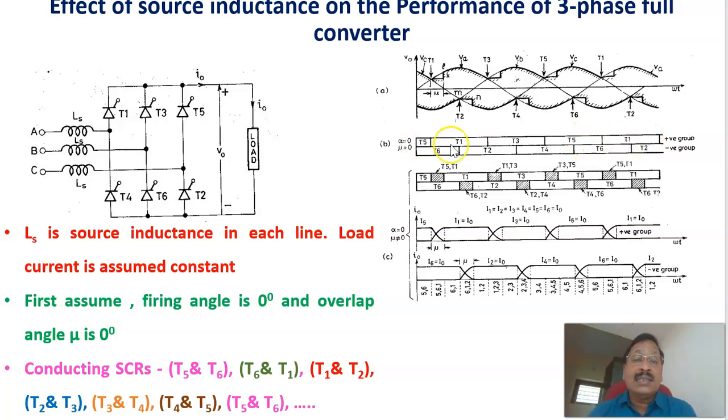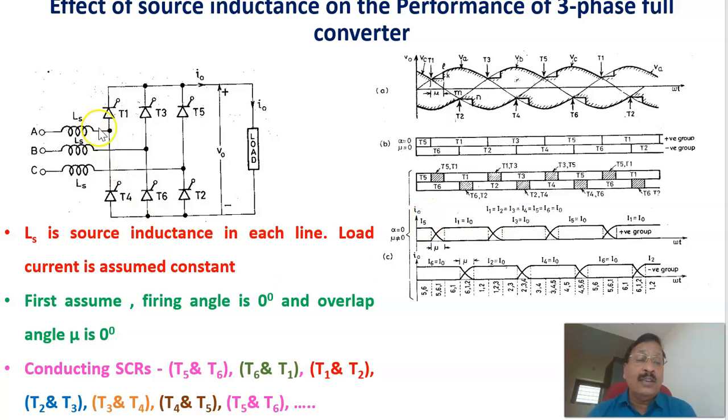As we have already explained in the previous presentation, if this inductance is 0, the firing goes T1, T2, T3, T4, T5, T6, T1, like that. Each device will be conducting for a 120-degree duration. At any instant, only two devices will be conducting, one from the positive group and one from the negative group. That is what happens if the source inductance is equal to 0, that is, the overlap angle mu equals 0.